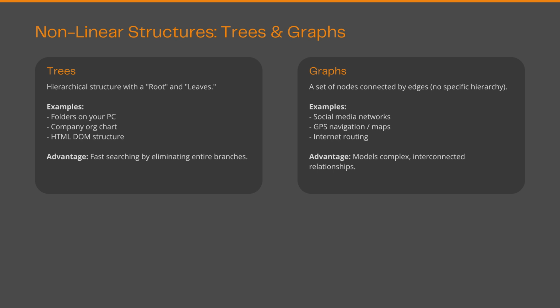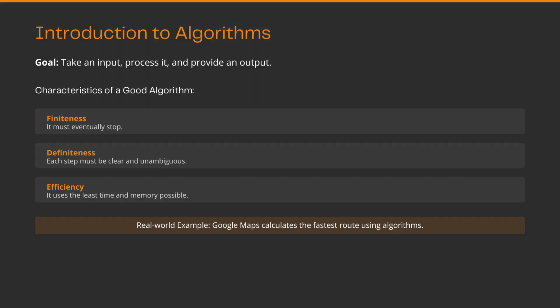But having data is only half the battle. How do we process it? That's where algorithms come in. We've organized our data. Now let's give it some verbs. An algorithm is simply a step-by-step procedure. If you've ever followed an IKEA manual to build a desk, you've executed an algorithm.